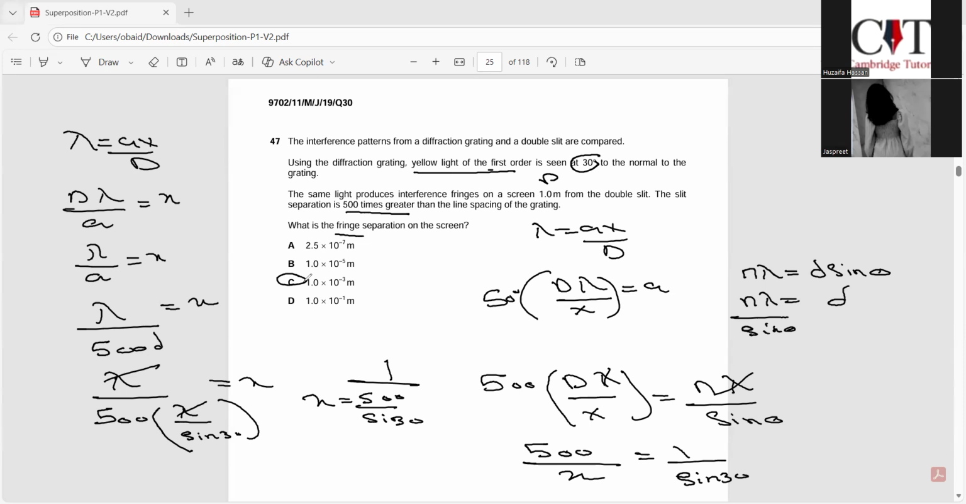Okay, so we made an error in the calculation. We should have done it this way. We just have to substitute a by 500 d and then do the whole working. Is it clear? Okay.